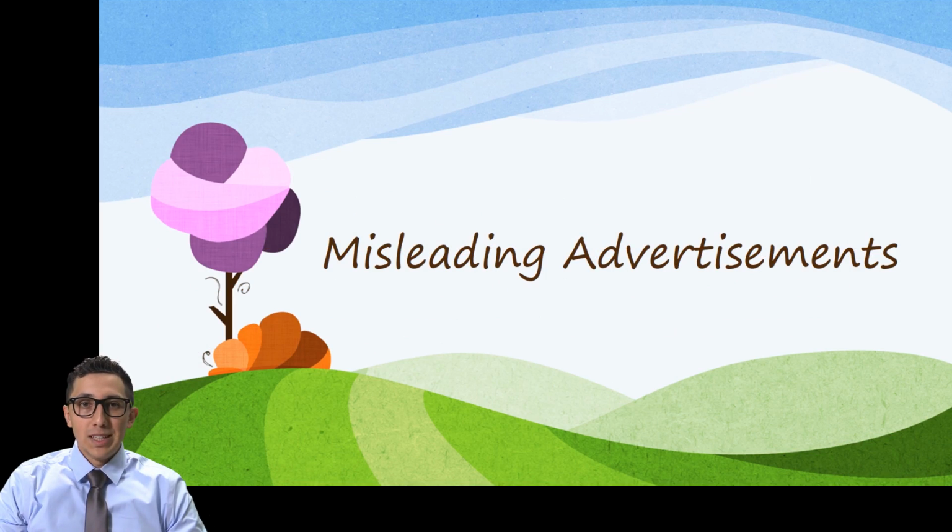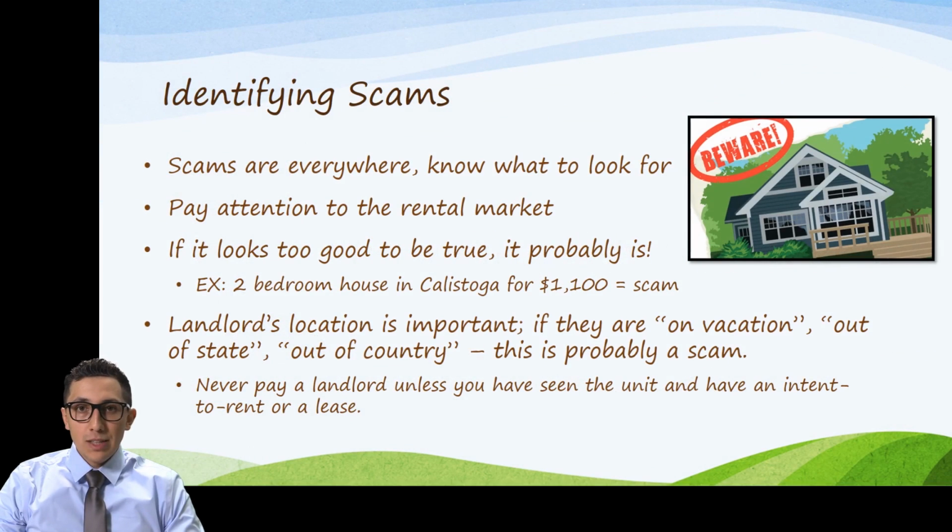Now I'll go over some tips you can use to identify scams and misleading advertisements. Scams are everywhere, so I'll provide you with some tips to identify scams. First off, it's a good idea to pay attention to rental markets. If it is too good to be true, then it probably is. For example, a 2-bedroom house in Calistoga for $1,100 a month is most likely a scam. A 2-bedroom house in Calistoga will be way more than that.